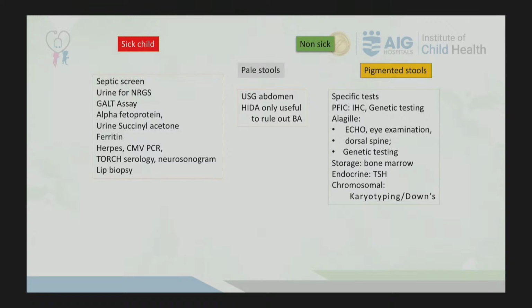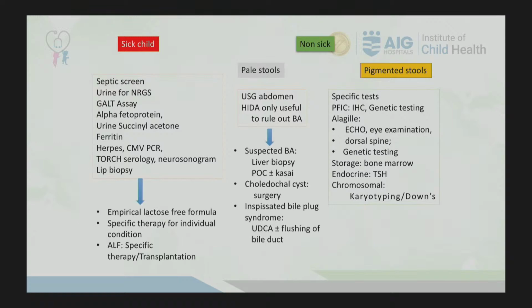Alagille syndrome: echo, eye examination, and an X-ray dorsal spine. There is a hemivertebra. Genetic testing will help the diagnosis. In storage disorder, bone marrow will be helpful. Endocrine, look for hypothyroidism. Chromosomal abnormality, karyotyping, and Down syndrome will help the diagnosis.